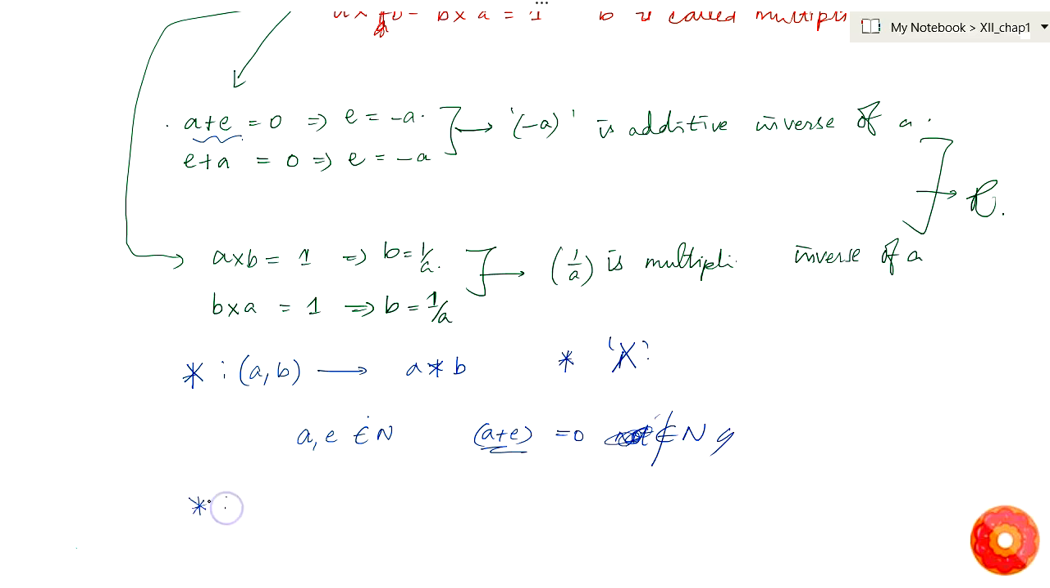And let's check for the case of multiplication. There, a cross b is equal to 1. Now here b is equal to 1 by a. There is no natural number which is given by 1 by a, where a is not equal to 0, of course. So this b doesn't belong to natural numbers. So we can say there is no multiplicative inverse in case of natural numbers again.